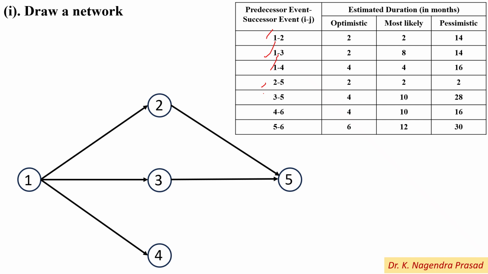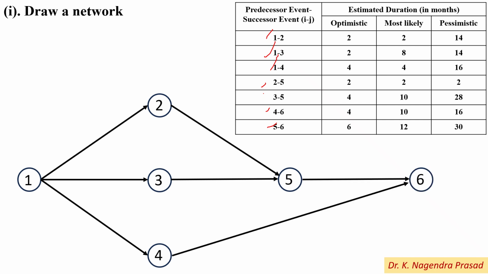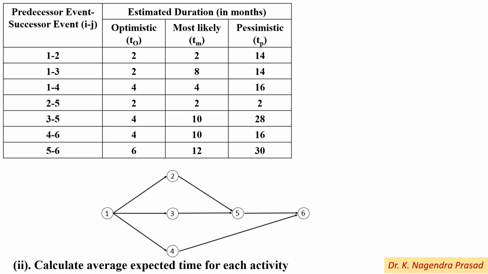And next are the activities 4 to 6 and 5 to 6. For these activities, event 6 is the merge event. So draw the activities 4 to 6 and 5 to 6 like this. So this is the network diagram of the given project. Next question is to calculate the average expected time for each activity.